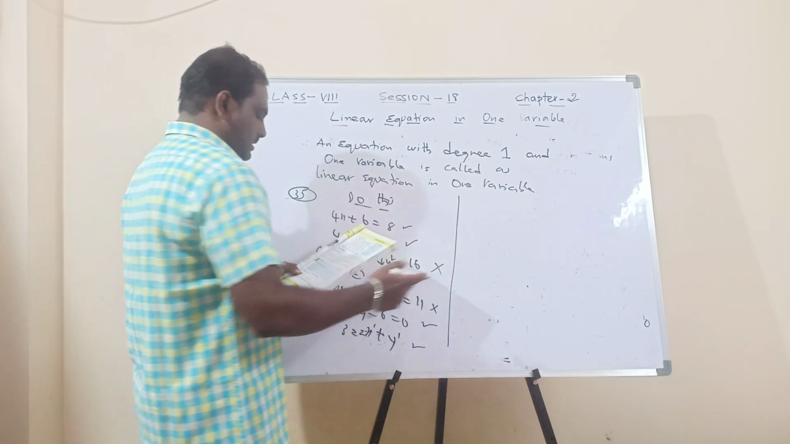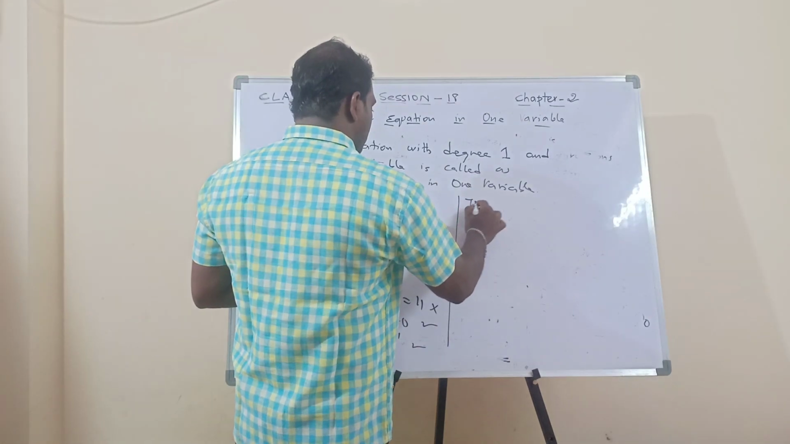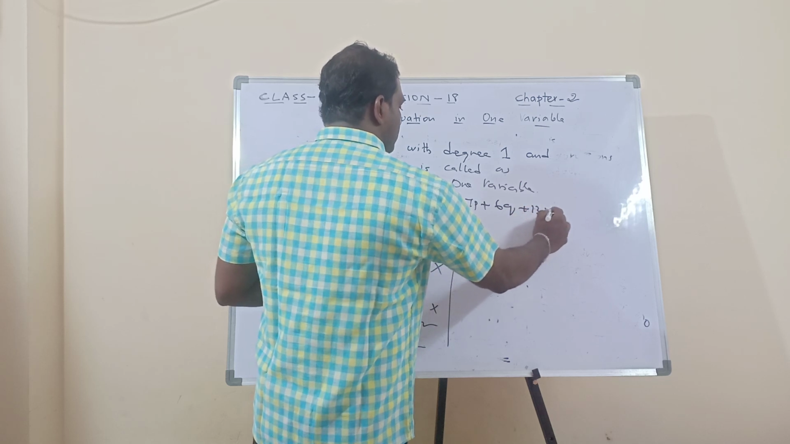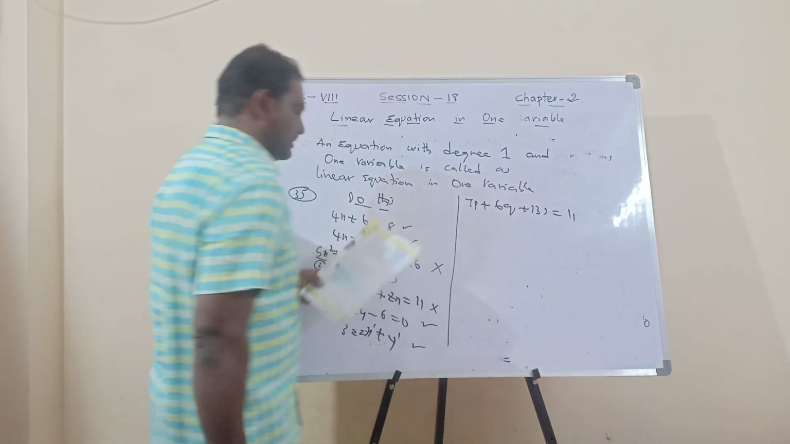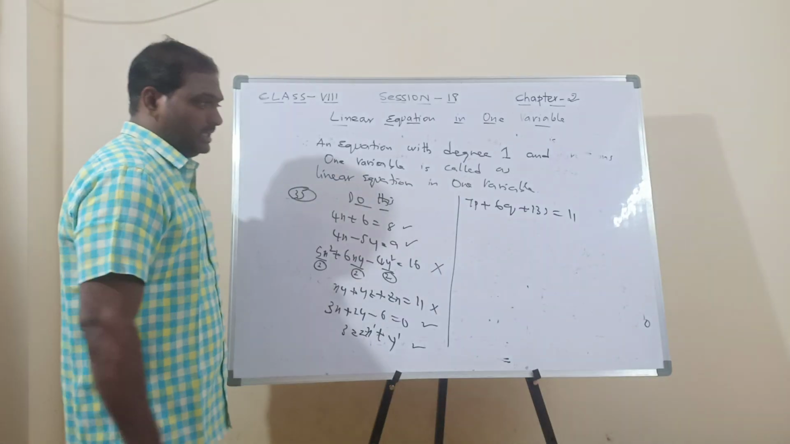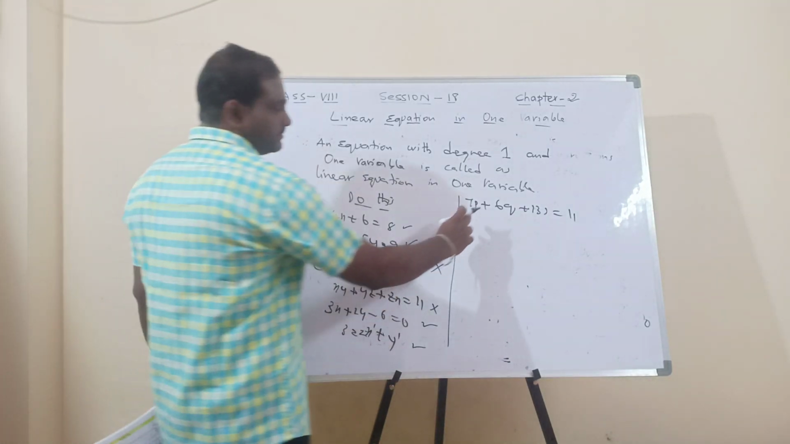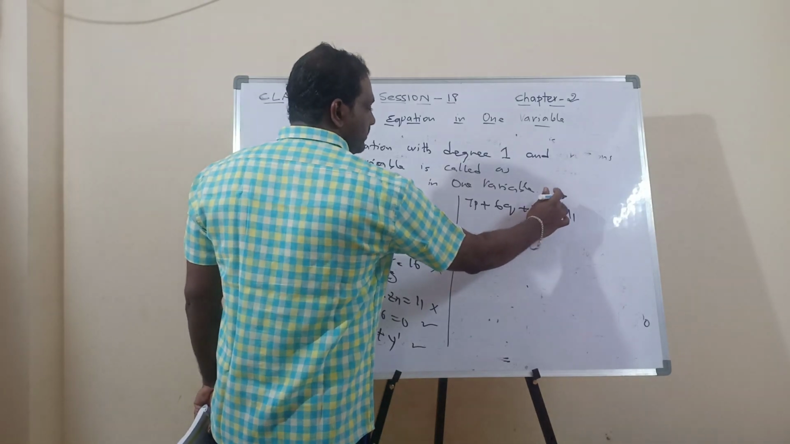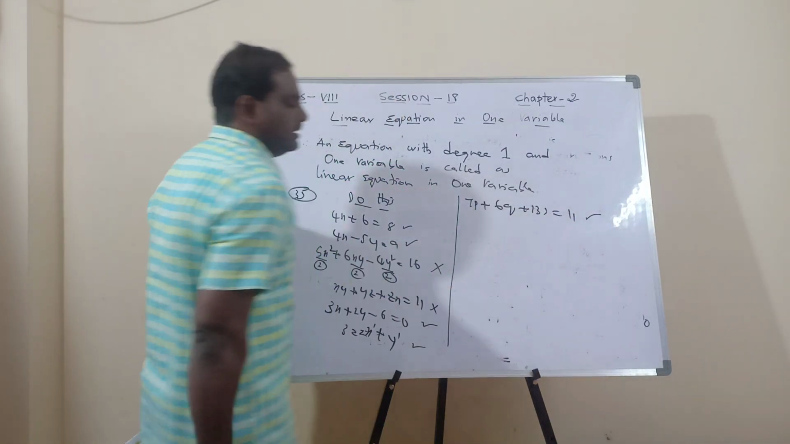And next, 7p plus 6q plus 13s is equal to 11. It is also a linear equation. 7p has power 1, 6q has power 1, 13s has power 1. So it is also a linear equation.